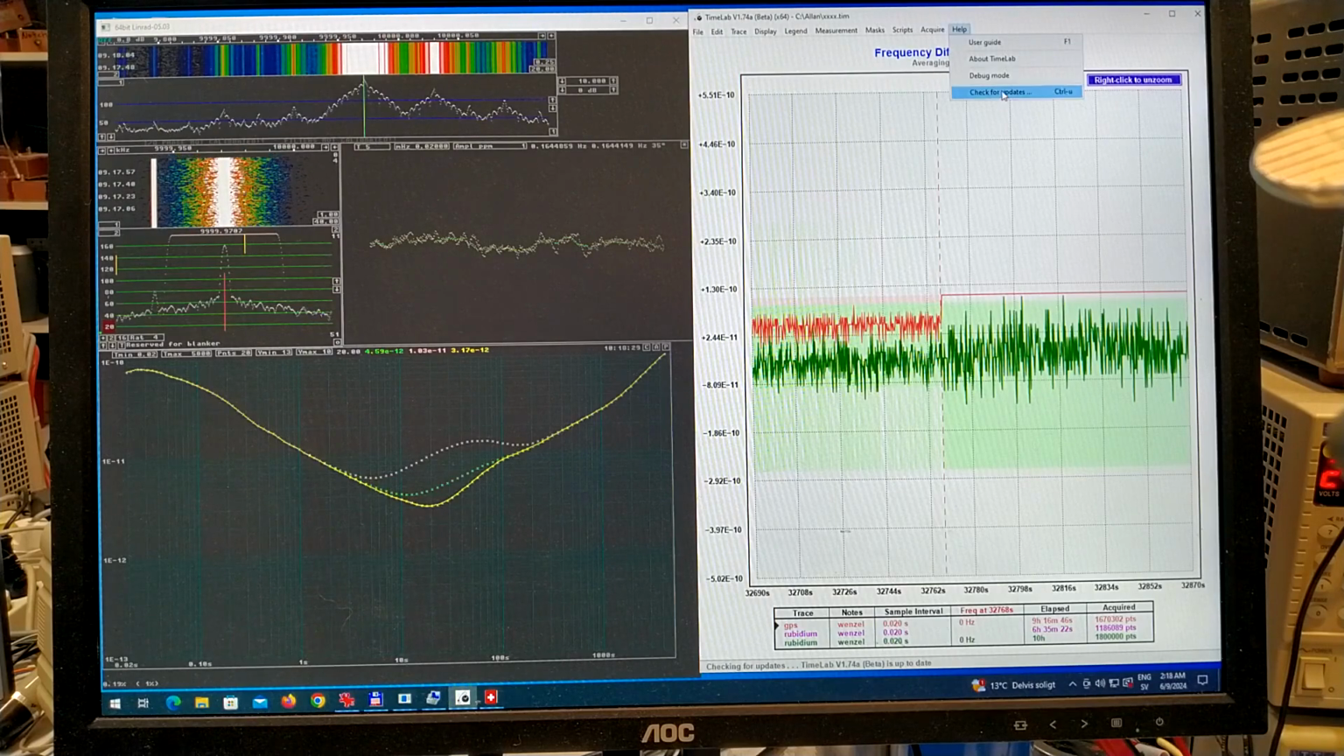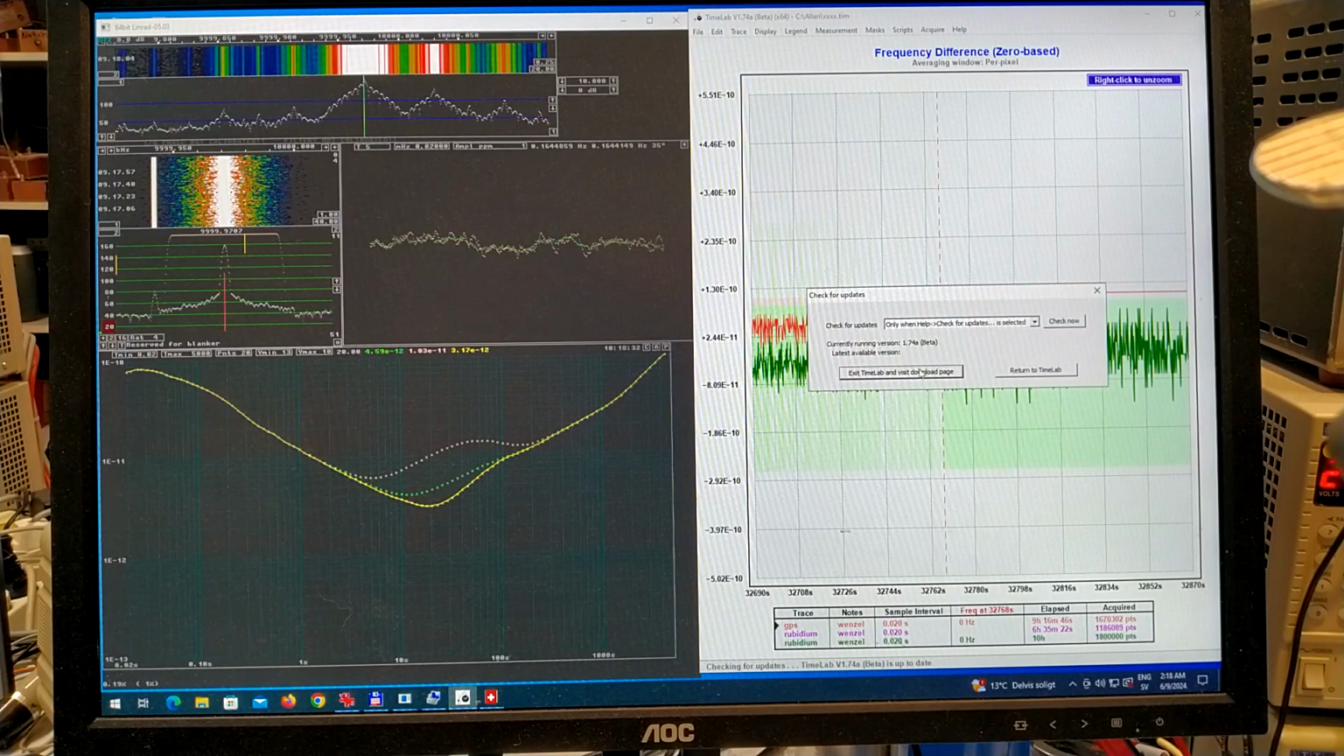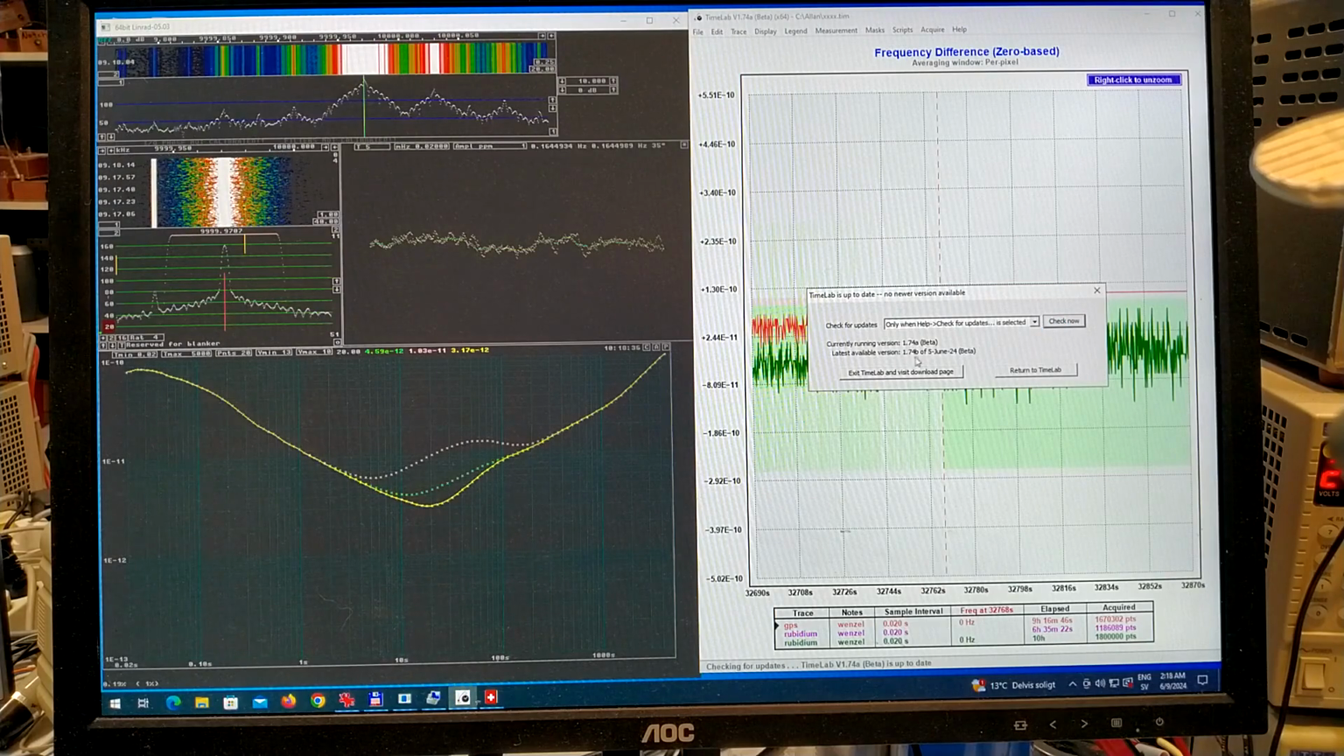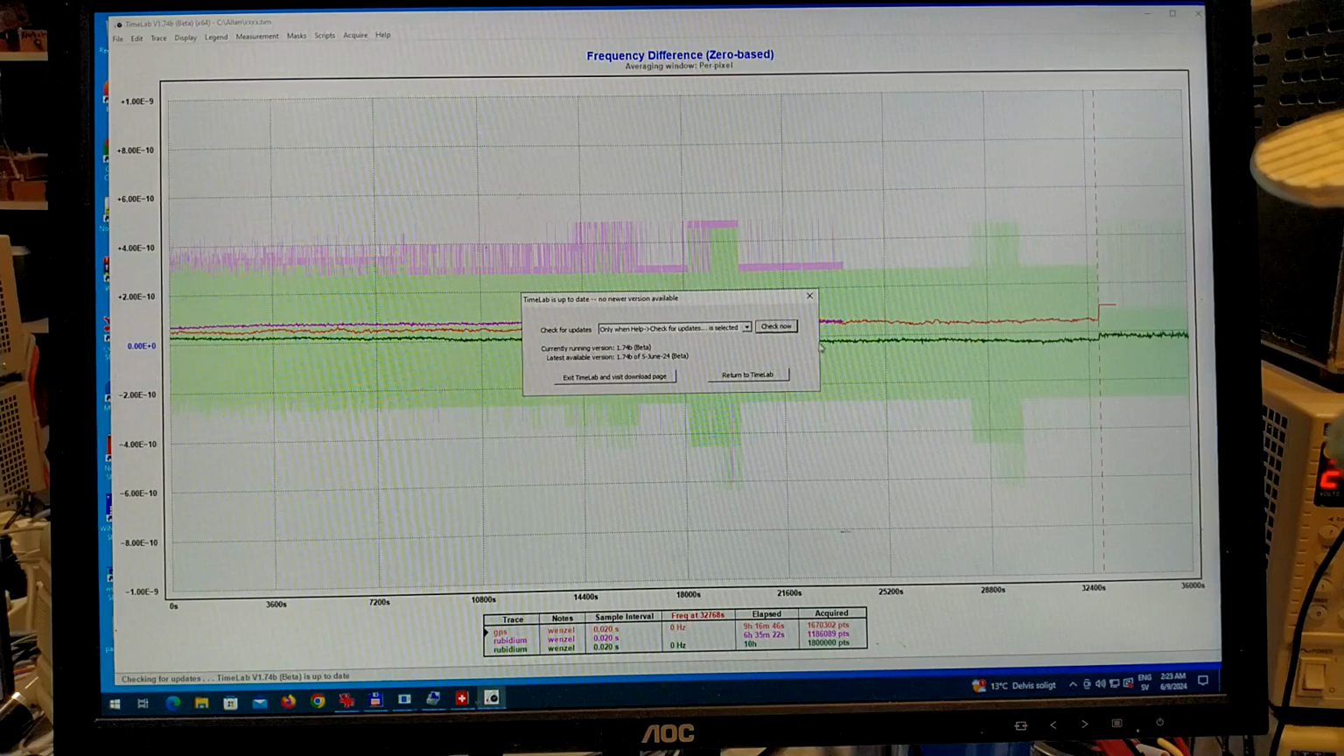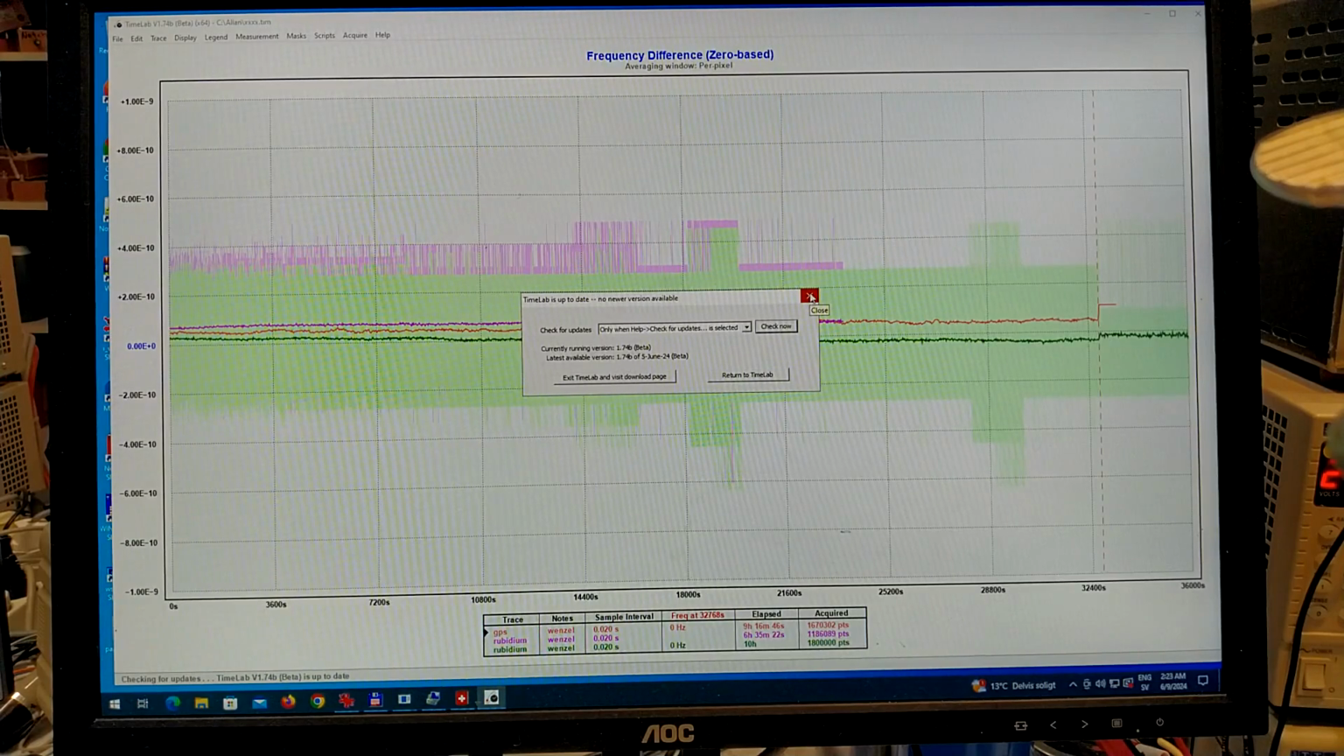But first I check for updates. Check now. And there is a newer version from 5th of June. It is very recent. Today is 9th of June. So now I am running the very latest version, and the problem is still there. I have saved the measurements. I will load and look at the curves as they grow while the file is read into memory.